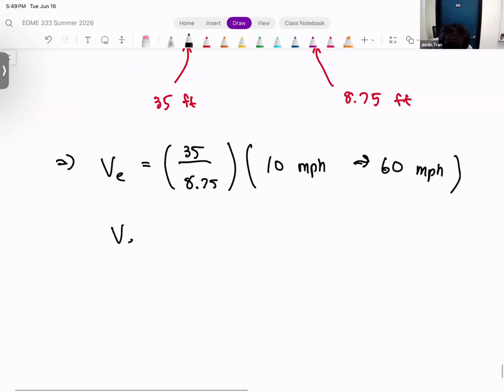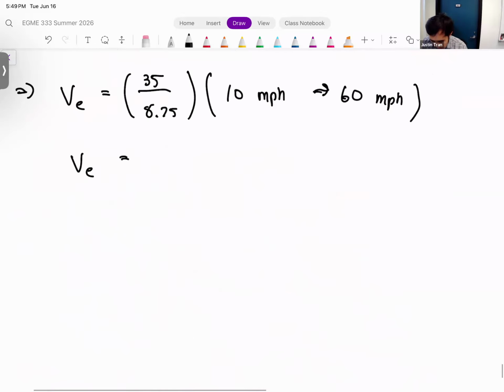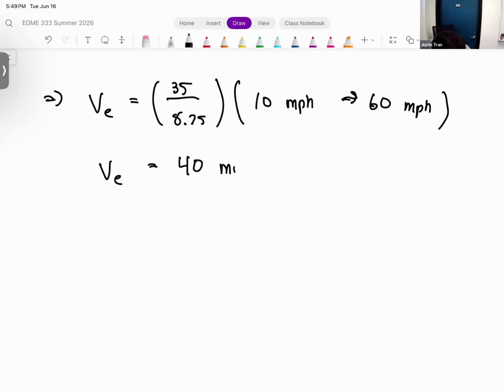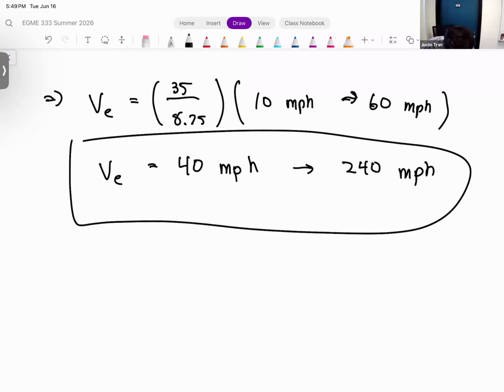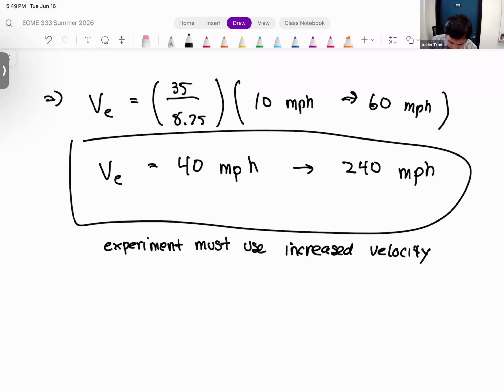And so for our velocity in our experiments, we do 35 divided by 8.75, that's just 4. So that means our speed has to be 4 times as big for our experiment. And so the wind speed we have to be working with varies from 40 miles per hour up to 240 miles per hour. All right, and so if we make those two changes, the nice thing is that we can still use air as our working fluid. But we do have to speed it up in order to make sure that we're consistent.